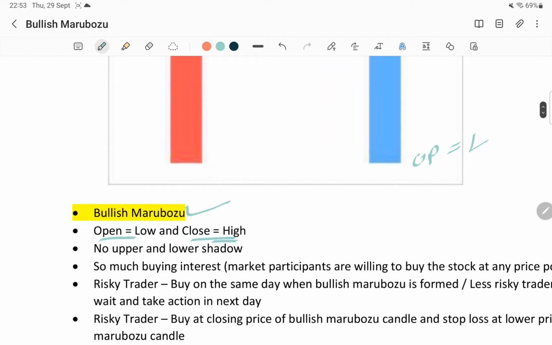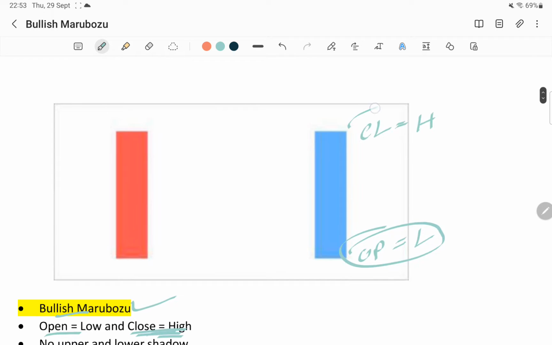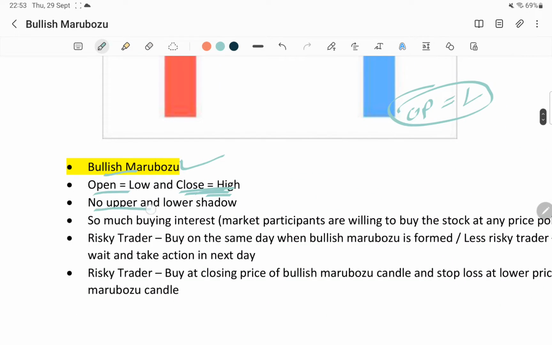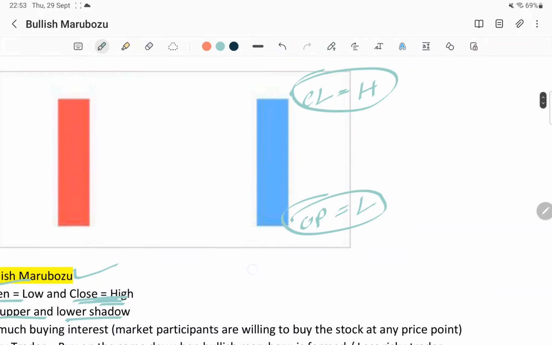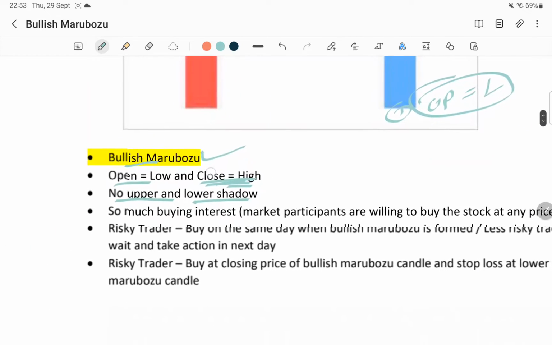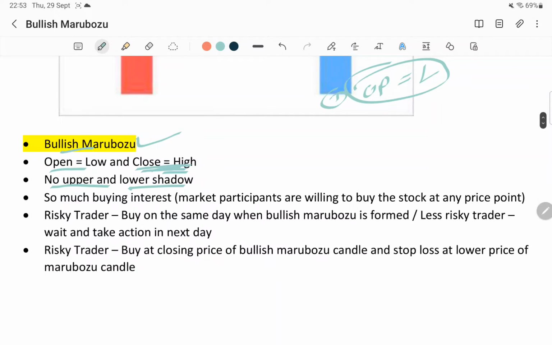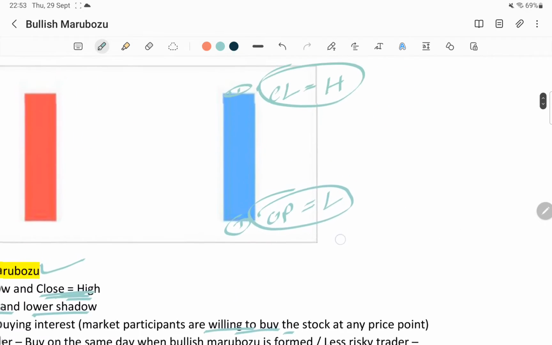Here I am explaining: open is equal to low, and close is equal to high. You can see here, close is equal to high. And remember one thing, there is no upper and lower shadow. If you see this candle, there is no upper shadow and no lower shadow either. The shadow is not there at all. So that is the first thing. And remember one more thing: there is so much buying interest that the market participants are willing to buy the stock at any point of time. What is the meaning of that?